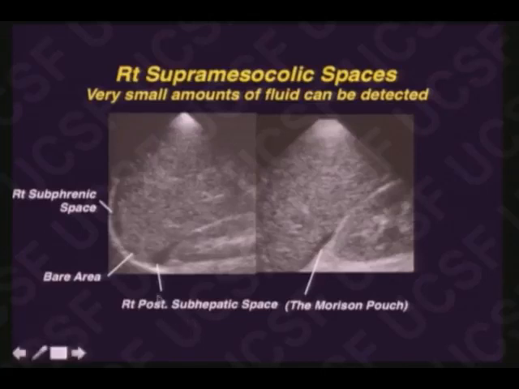So here we see small amounts of fluid in the right subphrenic space and the Morrison pouch. Here's the bare area of the liver. This is less than 2 cc's of fluid in the right posterior subhepatic space. It's abundantly obvious on that sonogram.